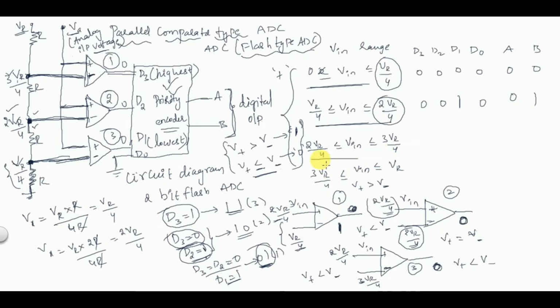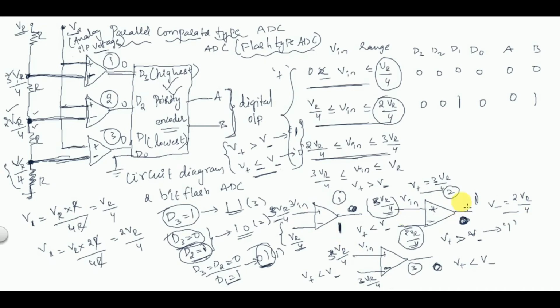Right. So for this range, 2VR by 4 is less than Vin, which is less than 3VR by 4. So now the maximum value is 3VR by 4. This is 3VR by 4 and this is 3VR by 4. So the output of the first comparator is going to be 1 because V plus is greater than V minus. The output of the second comparator is also going to be 1 because V plus is greater than V minus. Here V plus is 3VR by 4 and V minus here is 2VR by 4. So V plus is greater than V minus, so the output of the comparator is going to be 1.